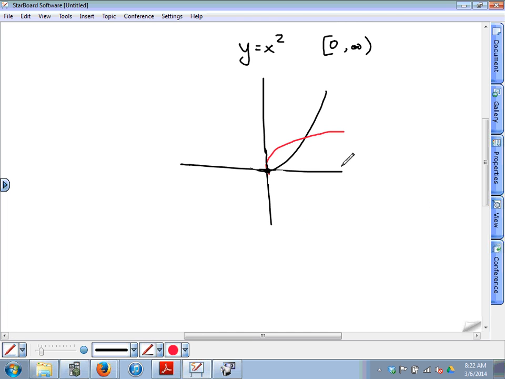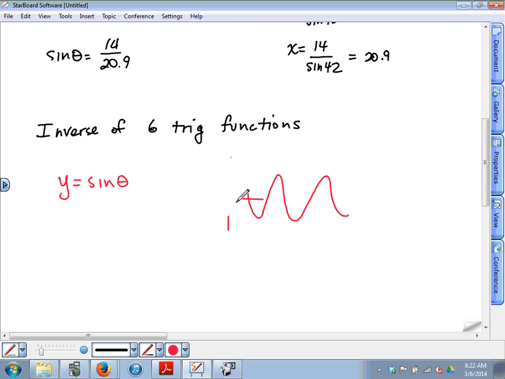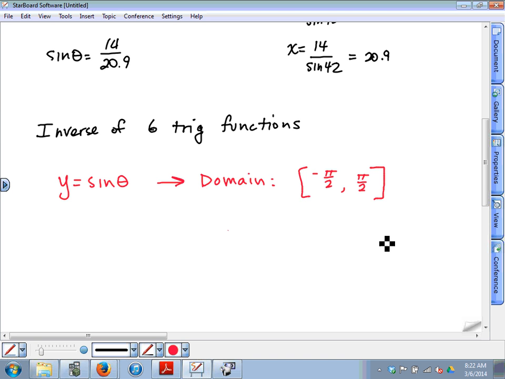That's restricting the domain, much like we did here. We have to change the domain of the sine function. Instead of all real numbers, we have to restrict the domain, and we're going to talk in terms of radians, okay? In terms of radians, it's from negative pi halves to pi halves. Matter of fact, it's brackets. We include those. So the domain for y equals sine of theta, we restrict to negative pi halves to pi halves.